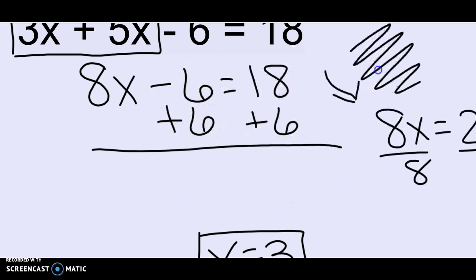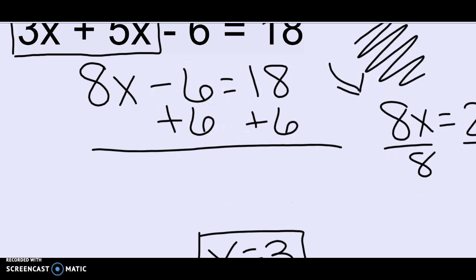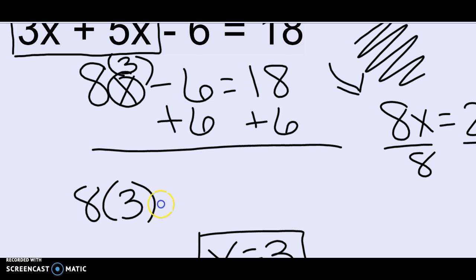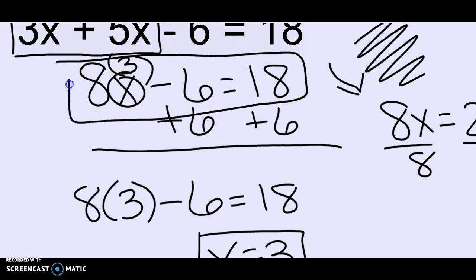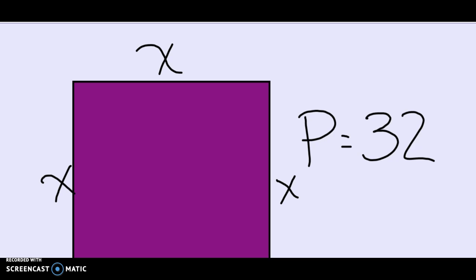I'm going to move all this work out of the way so we can go plug in the answer. I'll plug it in right here. I'm going to put a 3 in. So 8 times 3 minus 6 should equal 18. I'm taking it from this first equation right here. Okay, so 24 minus 6, it does equal 18, so it's good. Good to go. All right, let's try one that looks like a geometry problem.